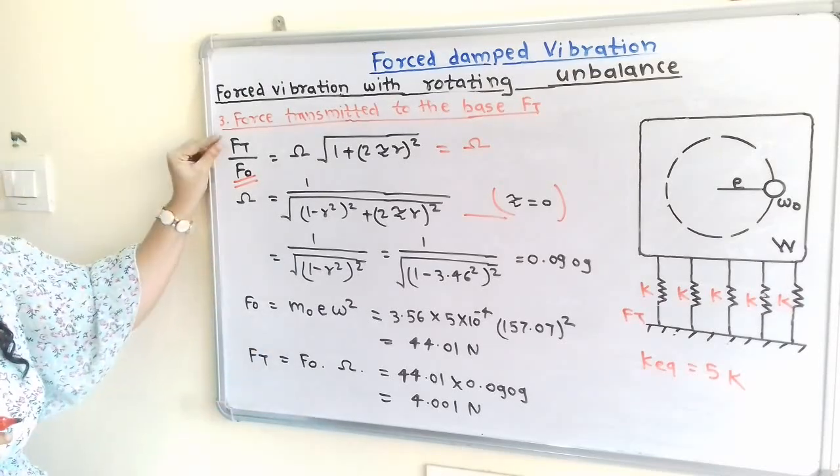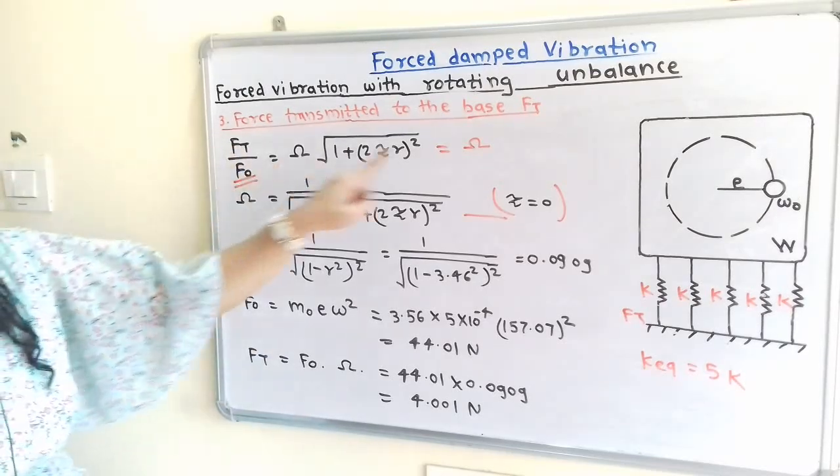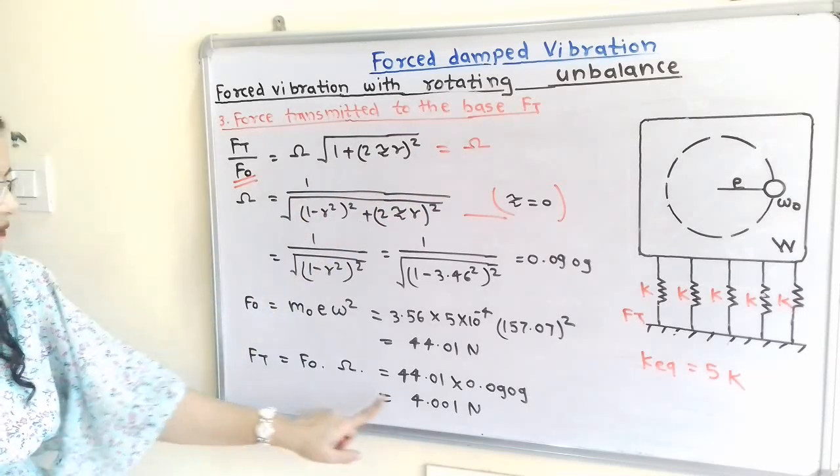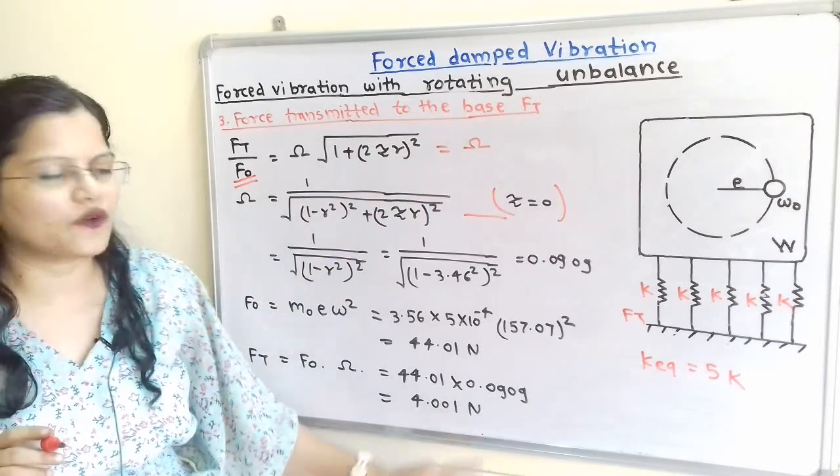Now how to calculate this Ft? So Ft is equal to Fo into this magnification factor, and which is equal to 4.001 Newton.